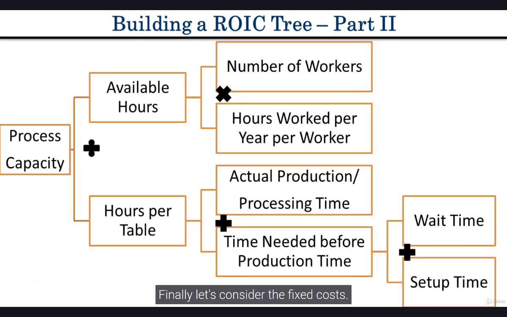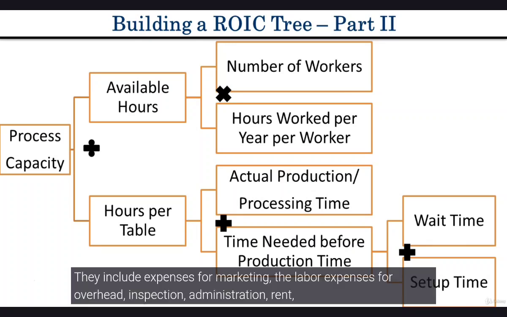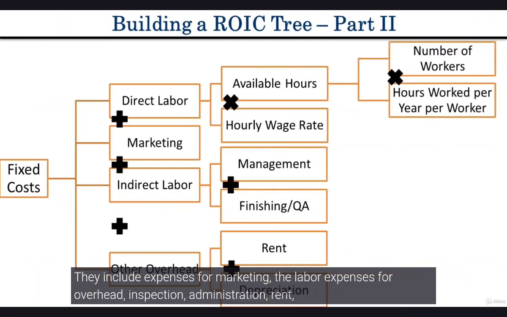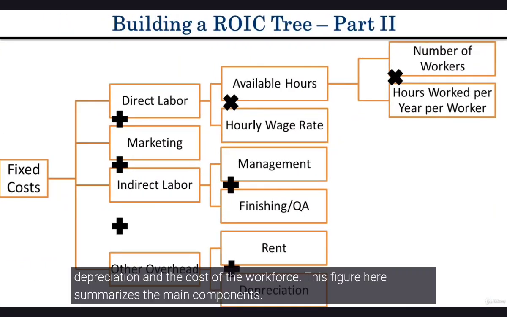Finally, let's consider the fixed costs. They include expenses for marketing, the labor expenses for overhead, inspection, administration, rent, depreciation, and the cost of the workforce. This figure here summarizes the main components.